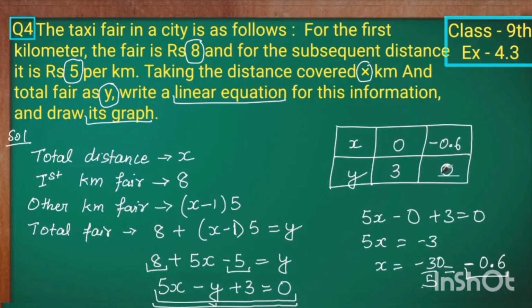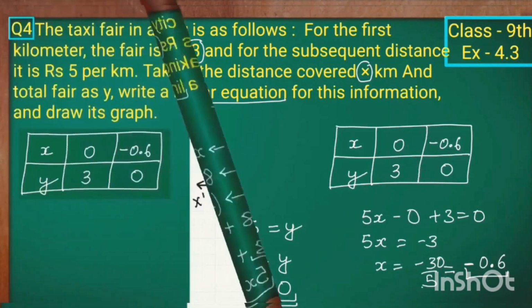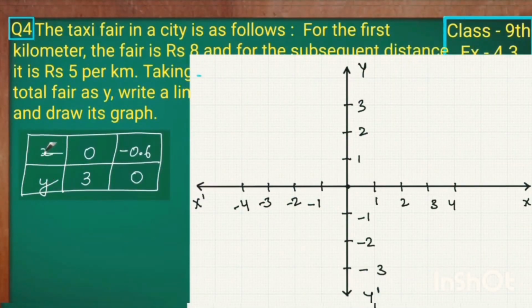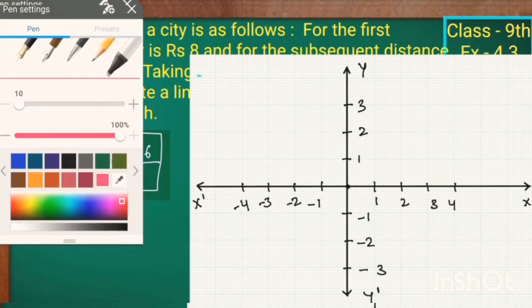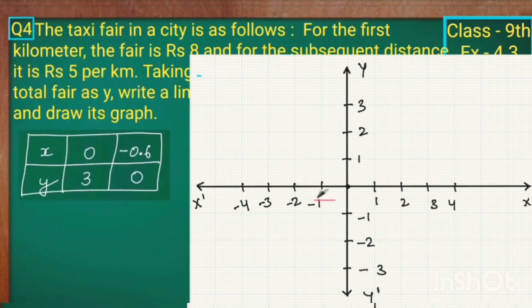Now what you have to do? You have to draw the graph. So let's mention these points in the graph. First solution, that is 0 comma 3. Now just see that the x coordinate is 0 and the y coordinate is 3. So this is the point 0 on the x axis and 3 on the y axis. So 0 comma 3 is the first solution.